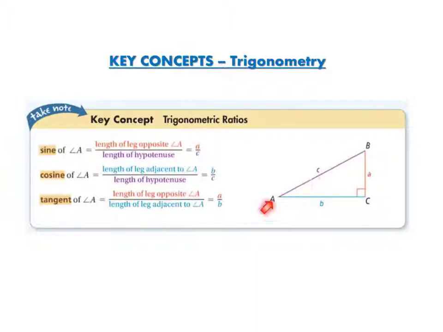And if we wanted the tangent of that angle, we would use the length of the leg opposite over the length of the leg adjacent. I know it sounds tough, but it's going to get simpler. I just wanted to show you what these ratios mean. So you find your angle, in this case angle A. You look for your opposite, your adjacent, or your hypotenuse based on what they want you to find.